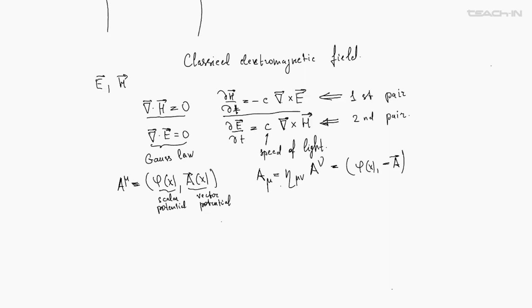Now, the relationship between the electromagnetic potential and the electric and magnetic fields is introduced in the following way. E is minus gradient of phi minus 1 over C dA over dt, and H is curl of A, the curl of the vector potential. So the magnetic field is fully determined by the vector potential.